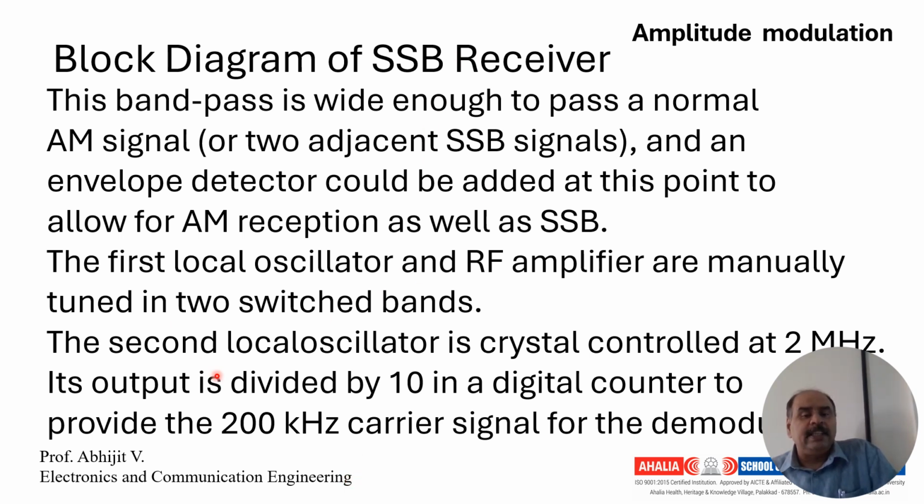The second oscillator is a crystal oscillator at 2 megahertz, and its output is divided by 10 in a digital counter to provide the 200 kilohertz carrier signal for demodulation.